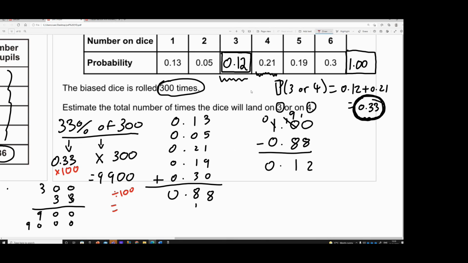Well, if we're rolling the dice 300 times, it can only do it 99 times. So dividing 9,900 by 100 gives you 99. Okay. So basically what we did is we worked out the missing numbers. You worked out the probability, which was 0.33, and then we times by how many times you were rolling the dice. And that's how you get the estimated number.